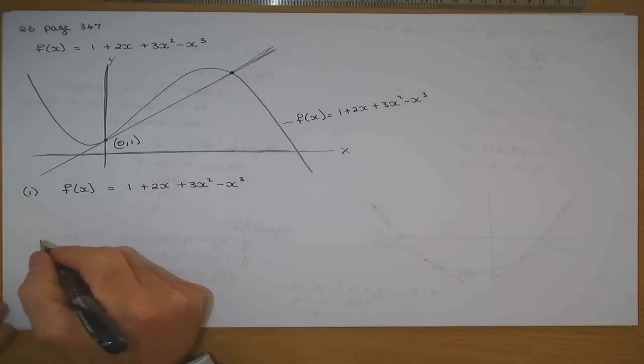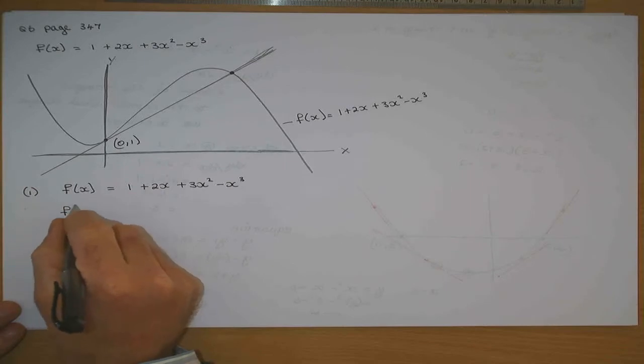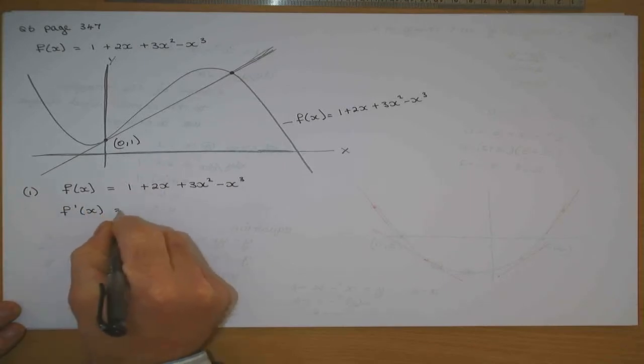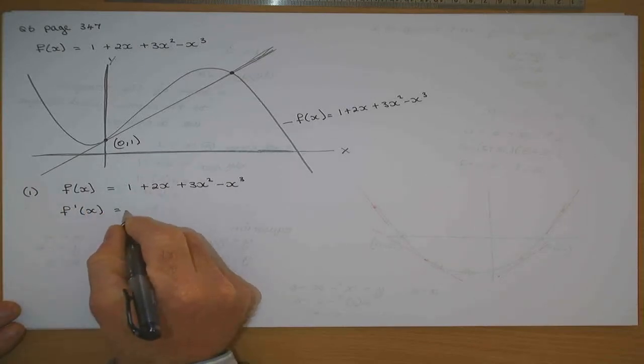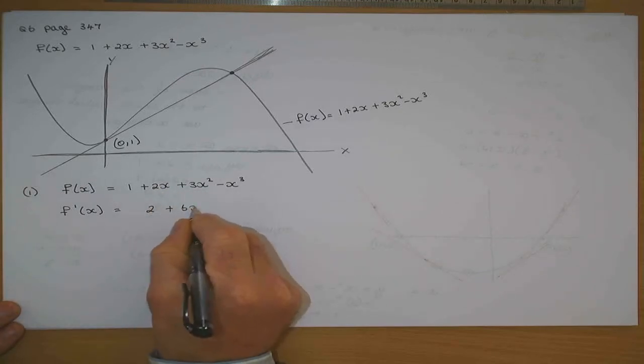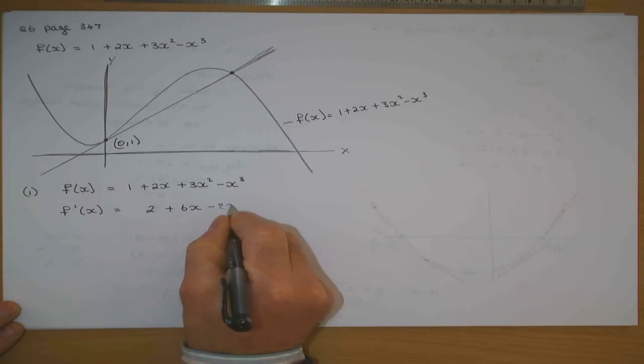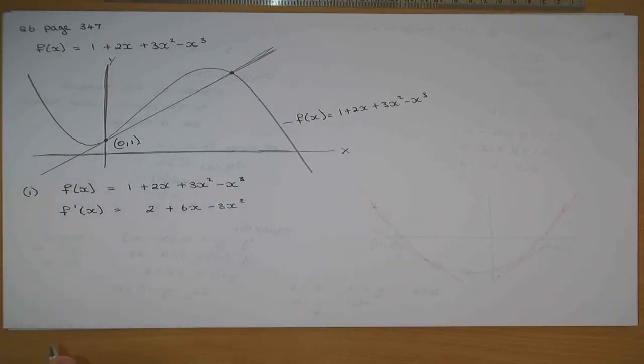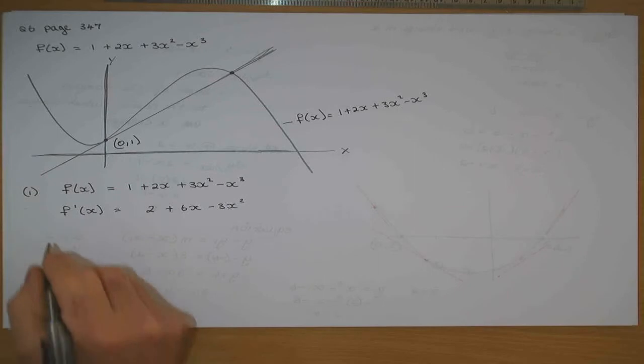f dash x is the same thing as dy dx. So f dash x is equal to: differentiate 1, it goes to 0. Plus 2x, 2. And 3x squared, 6x. And minus x cubed, minus 3x squared. Alright? Find the slope of the tangent to the curve at 0, 1.